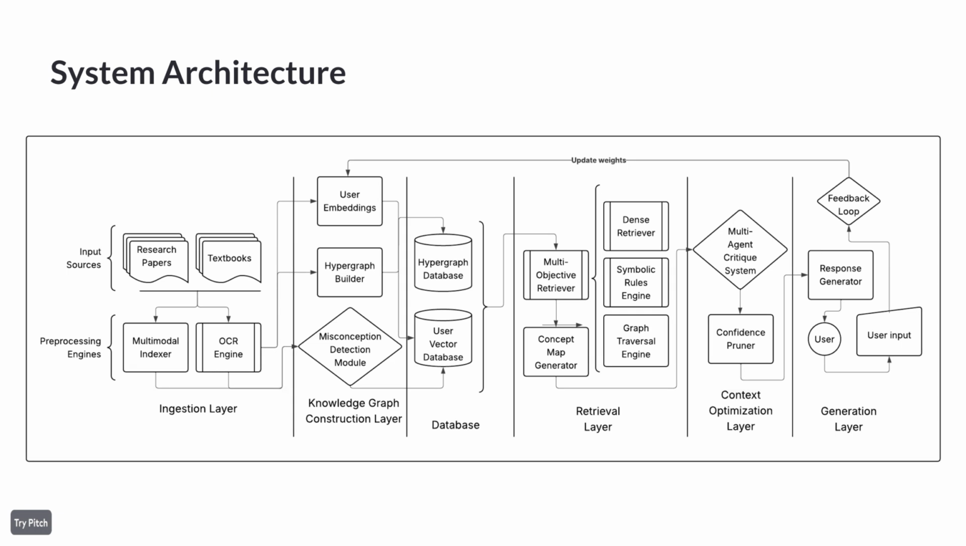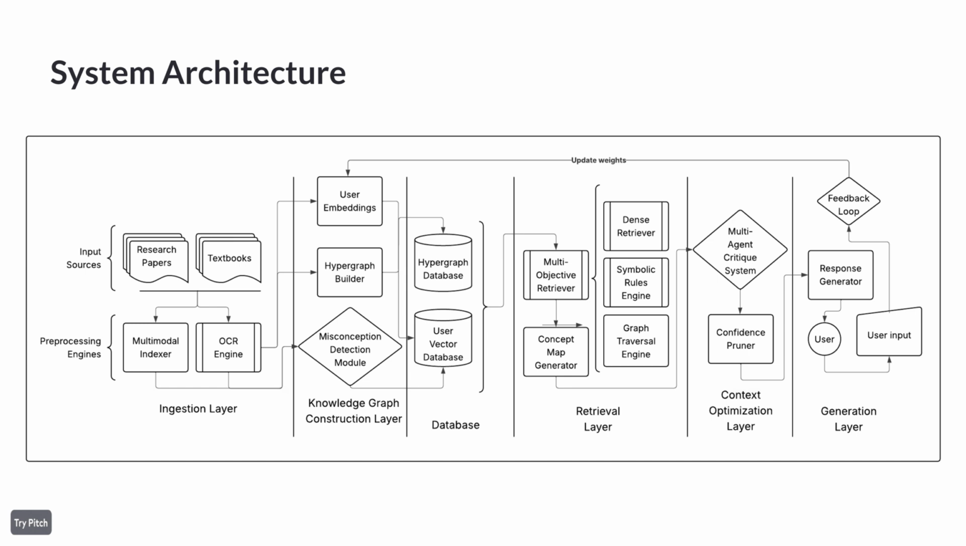This is our system architecture, where we have 6 layers which will be explained as follows. First, the ingestion layer. The ingestion layer comprises of input sources and the pre-processing engine. The input sources could be anything like research papers, textbooks, studies, lecture notes, etc. Next, we have the pre-processing engines, which include the multimodal indexer, which organizes different types of content. Next, we have the OCR engine, which extracts text from scanned images or PDFs.